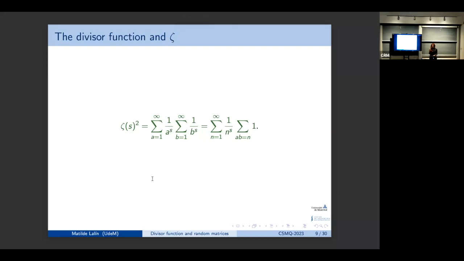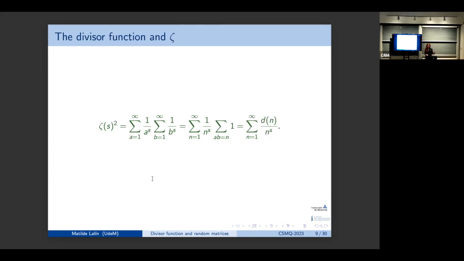And so when we do that, say a times b is n. Okay, so then we end up with the sum from n equals 1 to infinity of 1 over n to the s, and a coefficient that counts the number of ways of writing n as a product ab. Okay, but that's the divisor function. So basically, if we take the square of the Riemann zeta function, we get this divisor function divided by n to the s. So we get a series that is like the Riemann zeta function, but it has a coefficient. So this is a Dirichlet series. It has a coefficient of d of n.